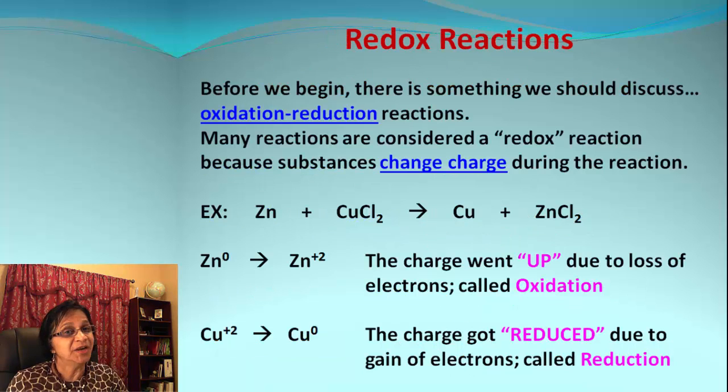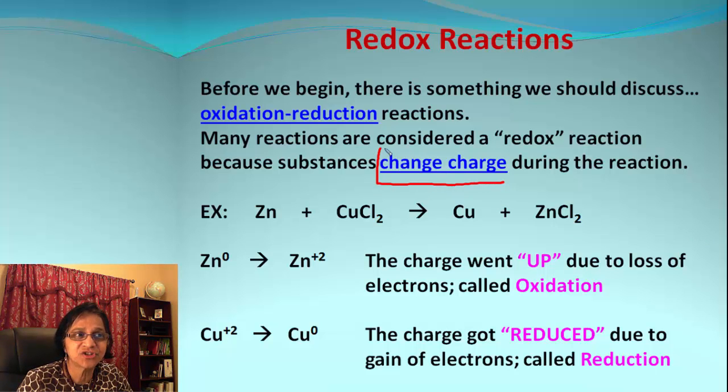Now apart from the 5 different types of reactions, you should also be able to predict if the reaction is a redox reaction or not. Redox reaction, if you remember, is reduction and oxidation, both reactions together. And how does this take place? They take place because of a change in the charge of the chemical species.